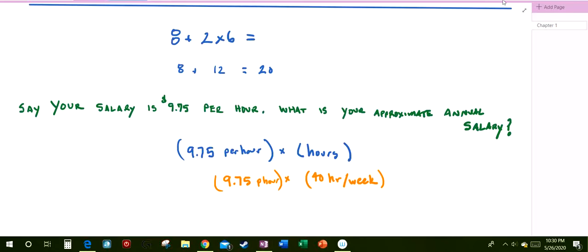Next, we're going to have to figure out how many weeks I work a year. Well, there's 52 weeks in a year. Let's say I get one of those weeks off as a vacation. So I work 51 weeks, say. I'm going to have to make an estimation there too. So at $9.75 per hour times 40 hours per week times 53 weeks.